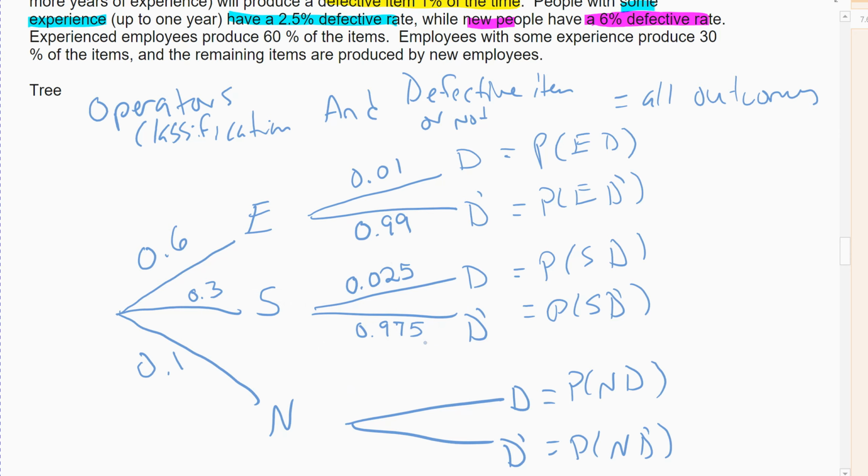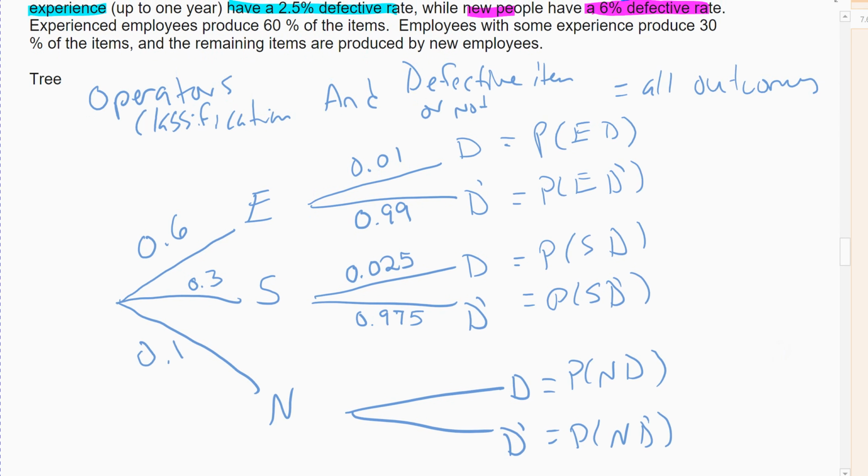Right, then the new people, right? New people will produce a bad item 6% of the time. Right, so 6% is 0.06. And so they don't produce a bad item 94% of the time. Right? And so there's my conditionals, where half of them were given to me, the defective ones were given to me in the problem, and so I had to figure out the non-defective rates.